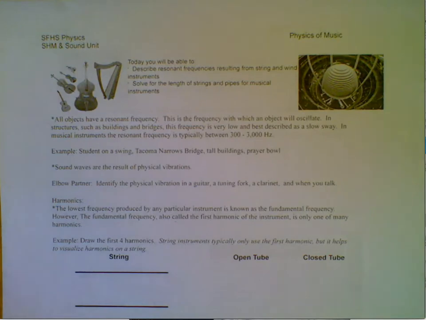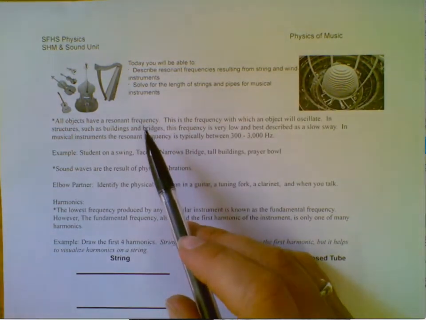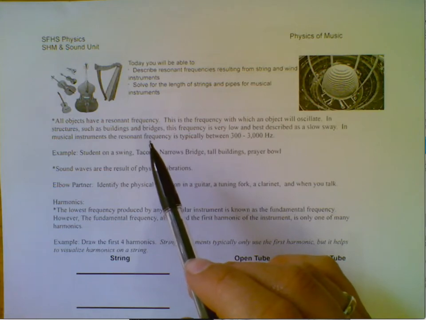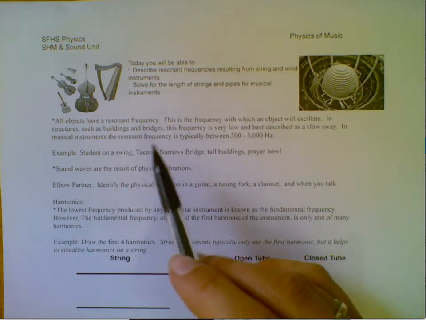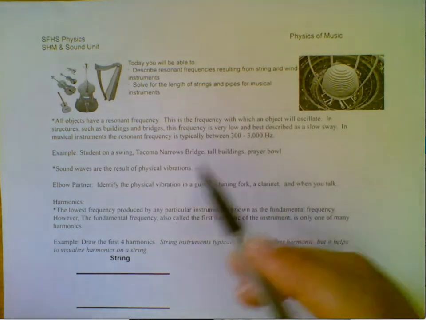lecture today. All right, all objects have a resonant frequency. This is what we talked about when we said that all objects have a natural frequency that they like to vibrate in. Okay, and that's usually what instruments use to make nice, pretty sounds. This is the frequency with which an object will oscillate naturally.